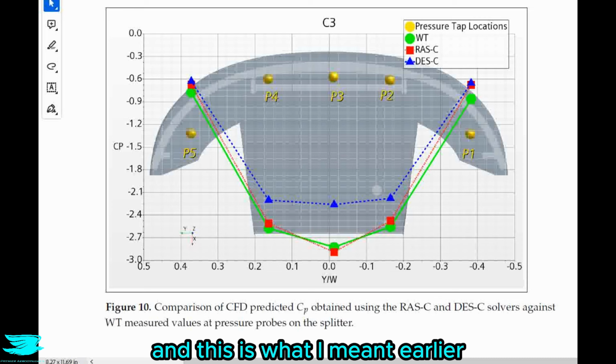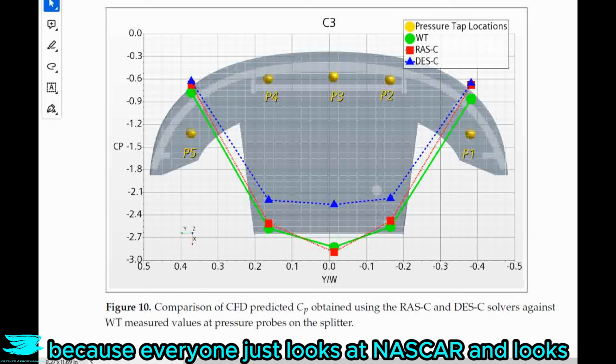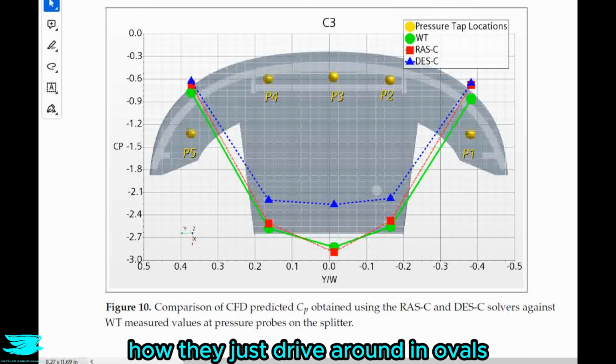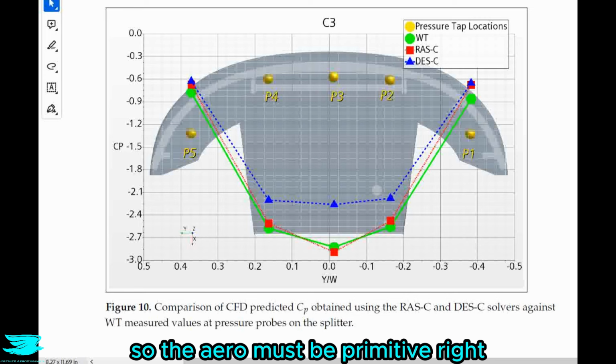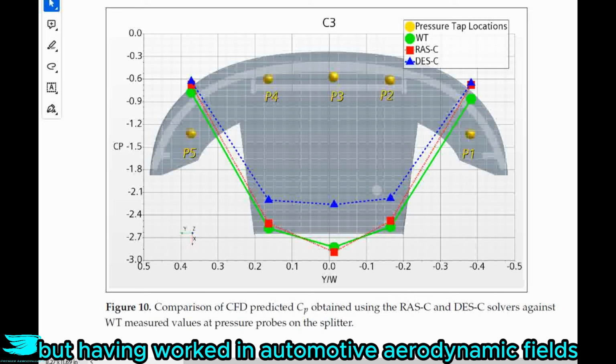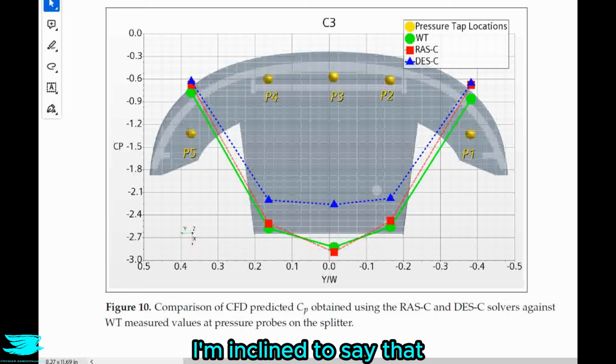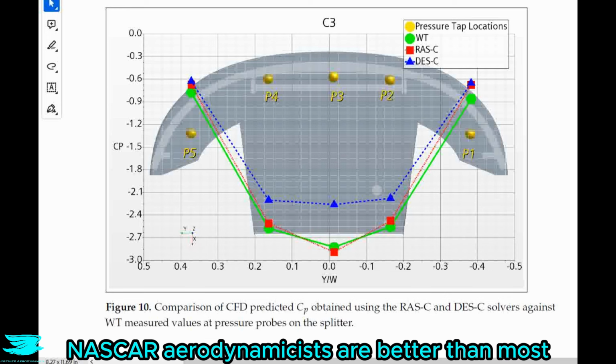And this is what I meant earlier, how NASCAR aerodynamicists don't get nearly as much credit as they deserve, because everyone just looks at NASCAR and sees how they just drive around in ovals and not much is happening, so the aero must be primitive, right? But having worked in the automotive aerodynamic fields, I'm inclined to say that NASCAR aerodynamicists are better than most.